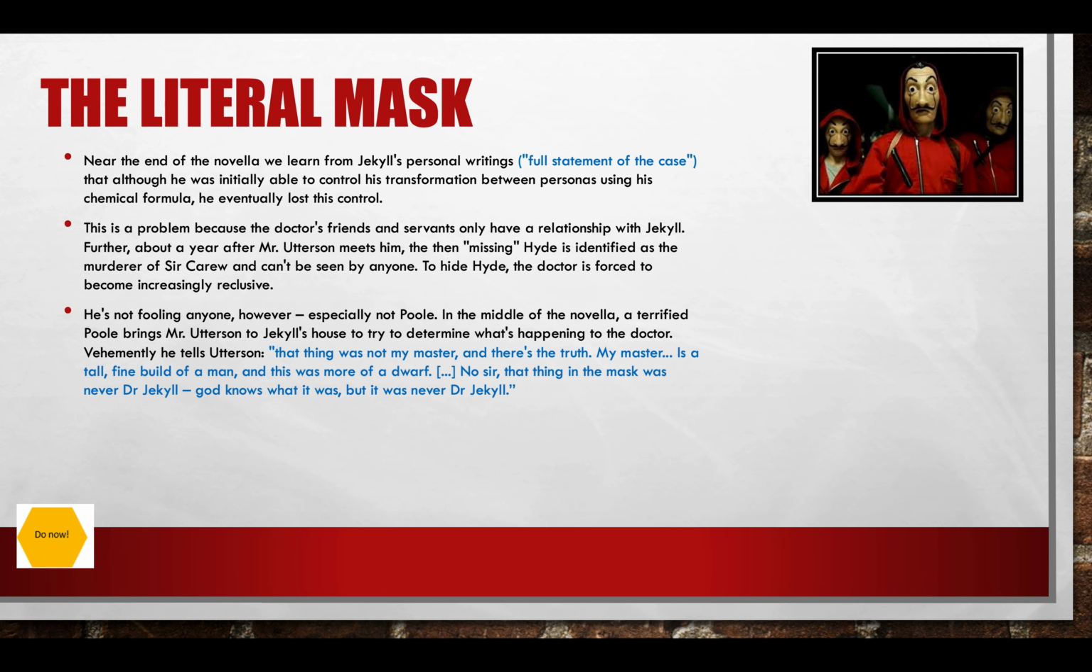Vehemently, he tells Utterson, "That thing was not my master, and there's the truth. My master is a tall, fine build of a man, and this was more of a dwarf. No, sir, that thing in the mask was never Dr. Jekyll. God knows what it was, but it was never Dr. Jekyll." Poole and Utterson also notice that the voice coming from Jekyll's cabinet is Hyde's.